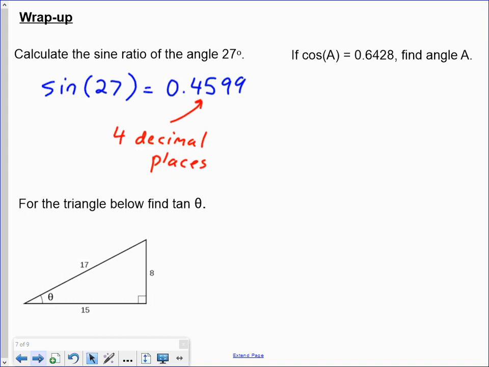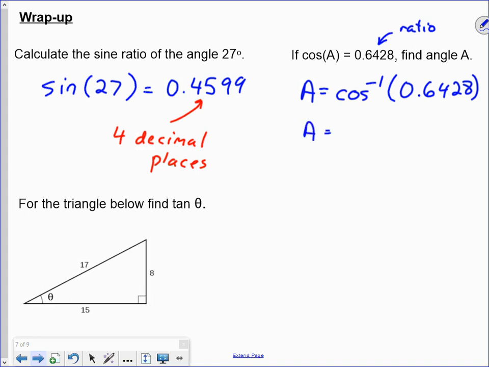If I give you that cos of A equals 0.6428, i.e. I'm giving you the value of the ratio, you want to be able to find what A has to be. So in this case, we're going to be doing the inverse on this ratio here. Okay. So again, we're just punching this into our calculator. A is going to be cos inverse of 0.6428. You should get something that is approximately 50. I think you get 49.999 or something like that.